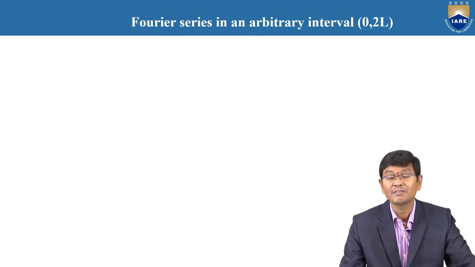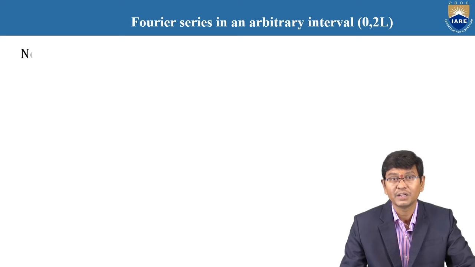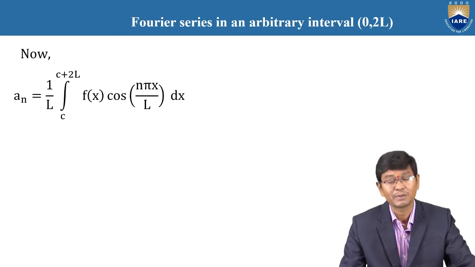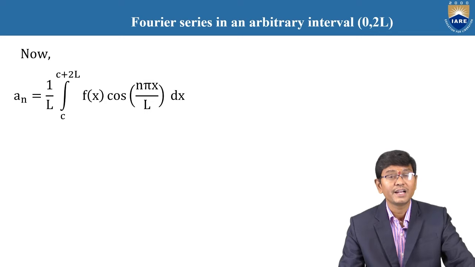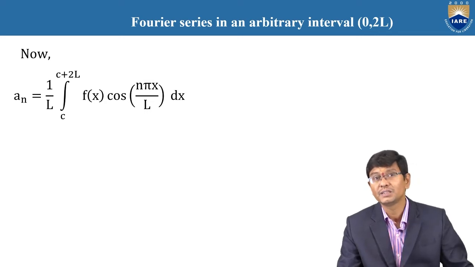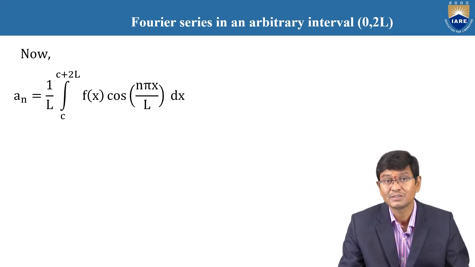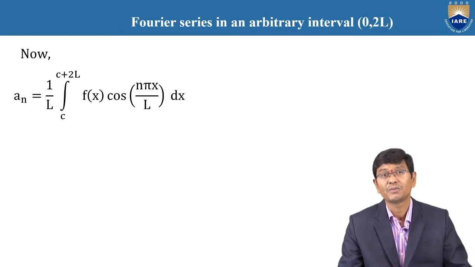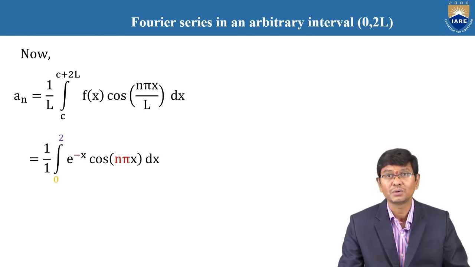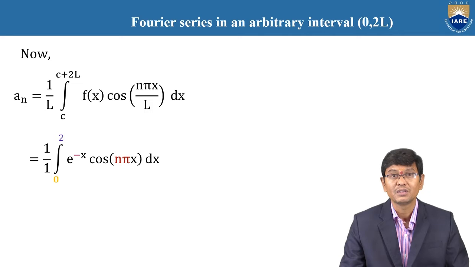The value of an is 1 by L into integration c to c plus 2L of f of x into cos n pi x by L into dx. Here also we replace L is equal to 1 and f of x is equal to e power minus x. Therefore, it is 1 by 1 integration 0 to 2 of e power minus x into cos n pi x into dx.